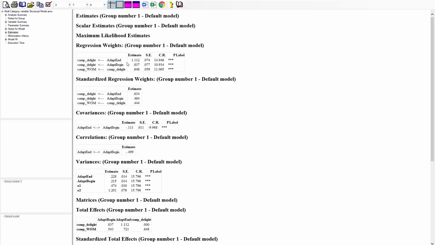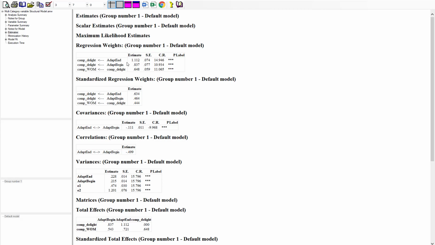And so when we're interpreting those, again, your interpretation is really in regards to your reference variable. So we're saying adapt end is stronger, but it's relative to the no adapt group, and adapt at the beginning was stronger compared to the no adapt group. And then you can see the differences between adapt end and adapt begin, and see where the difference is greater, which one has a bigger effect.